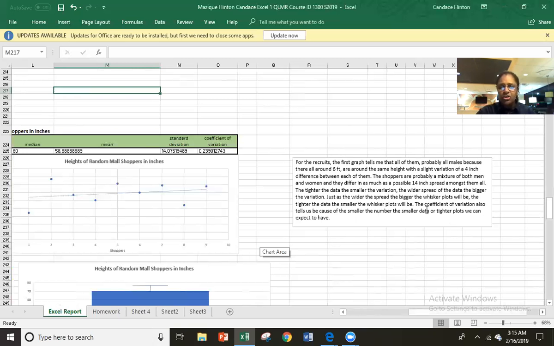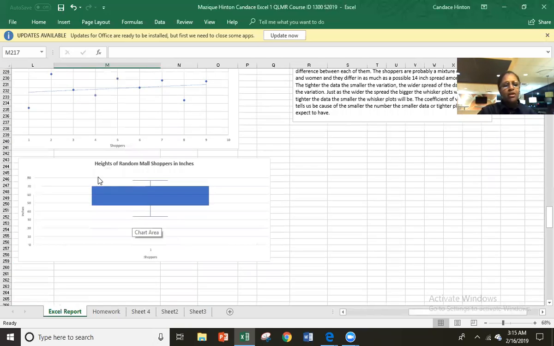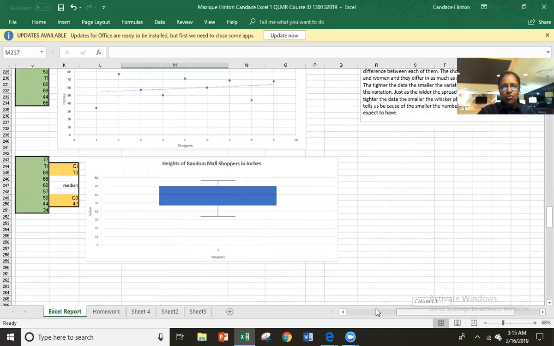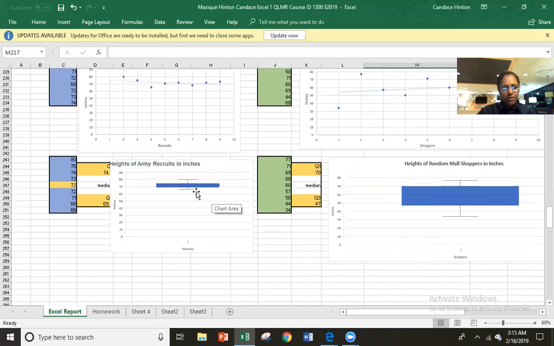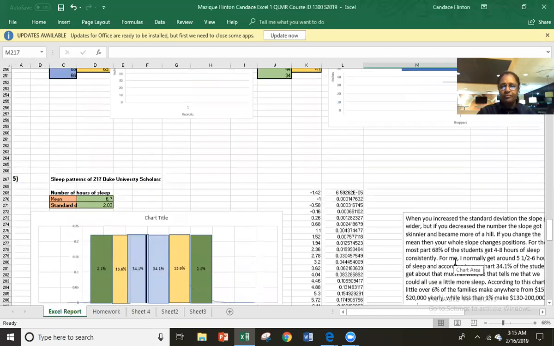Coefficient of variation also tells us, because the smaller the number, the smaller the data or tighter plots we can expect to have. In these here, you see your whisker plots. Smaller data, smaller plot. Bigger, much more data, spread out, bigger plot.